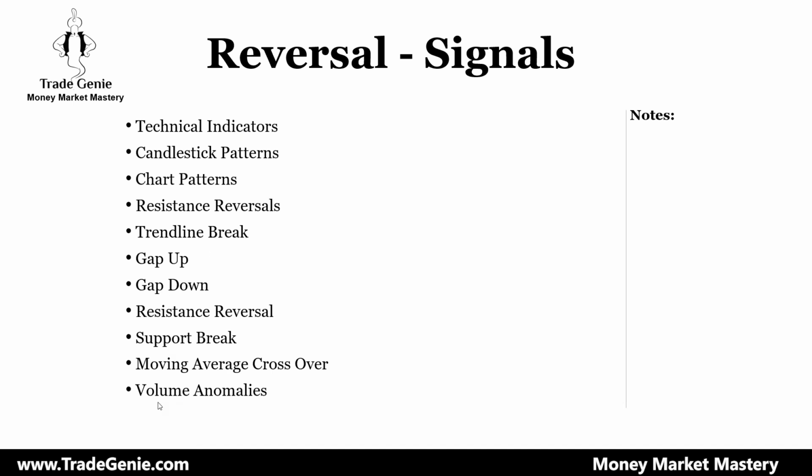They are not in order. You can see they are not in alphabetical order because I just started typing. So you can use technical indicators. If you rely on technical indicators which give you the reversal signal, like maybe divergence or confirmation, you can use that. You can use candlestick patterns.